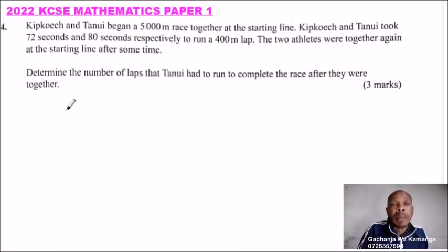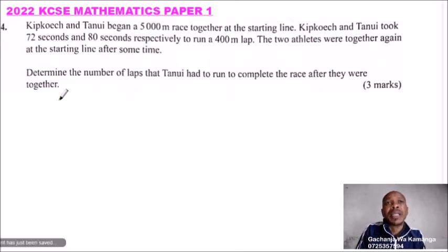This is question number 4, 2020 KCSE Mathematics Paper 1. We are told Kcse and Tanui began a 5,000 meter race together at the starting line. Kcse and Tanui took 72 seconds and 80 seconds respectively to run a 400 meter lap. The two athletes were together again at the starting line after some time.